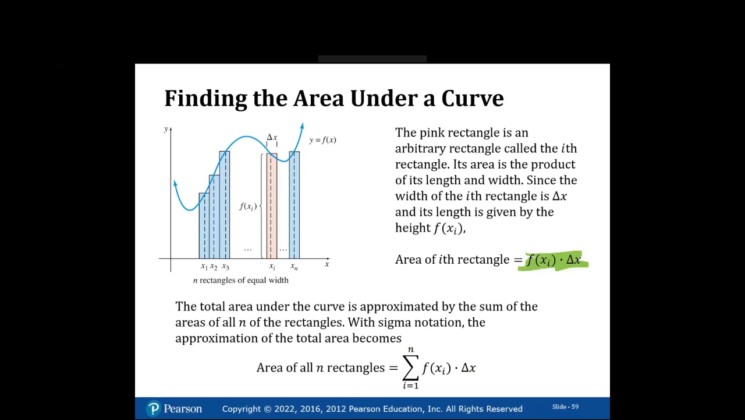And this summation means I'm going to first plug in 1. So I have f of x1 times delta x. Now I'm going to add when i is 2: f of x2 times delta x, plus, and on and on and on until I've done all n rectangles.